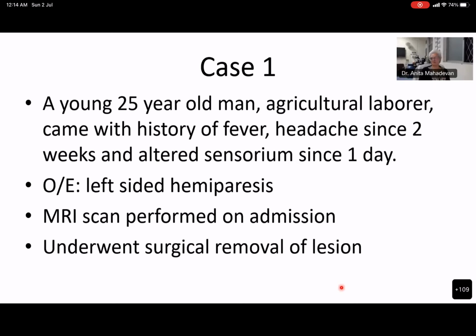So here is a 25-year-old man, an agricultural laborer, who came with fever, headache for 2 weeks, altered sensorium for 1 day, and had left hemiparesis on examination. An MRI was performed and the lesion was removed. So what are your thoughts, first of all, Saurabh, on the history?